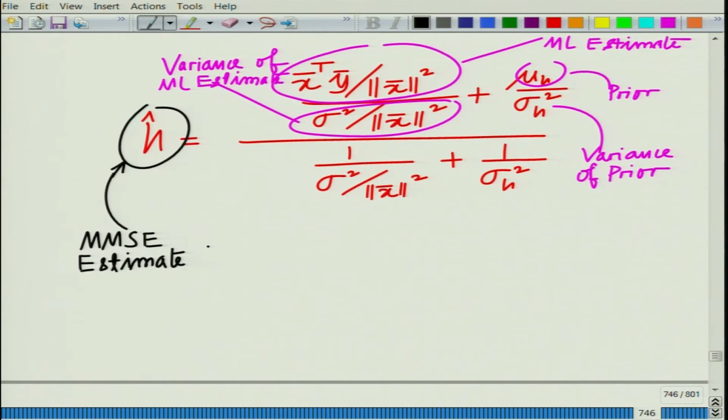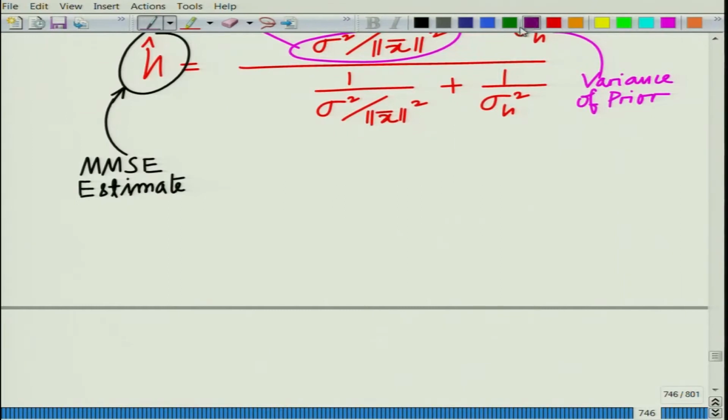So, what this MMSE estimate is doing is taking the ML estimate and the prior, and it is performing a linear combination of the ML estimate and the prior. And what are the weights in the linear combination? That is the inverse of the MSE. So, lower the MSE or lower the variance, it means higher the weight, right. So, if you look at this, this is a very beautiful interpretation.